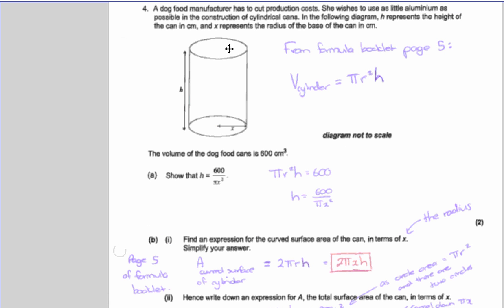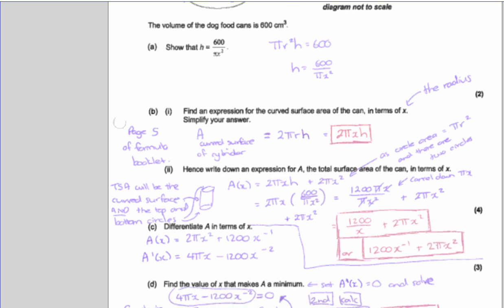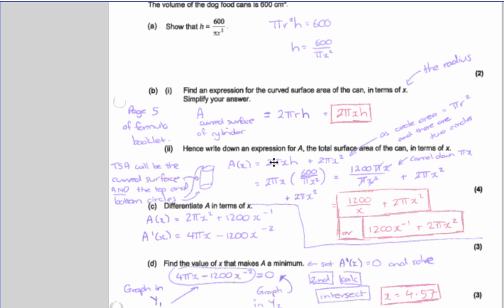That's the curved surface area. Plus we have a circle on the top and a circle on the bottom. See, circle on the top, circle on the bottom. And remember, the area of a circle is pi r squared. So the total surface area would be the curved surface area along the side, the curvy part around the side, which is 2 pi rh, 2 pi xh, plus pi r squared plus pi r squared, which we can just call 2 pi r squared.